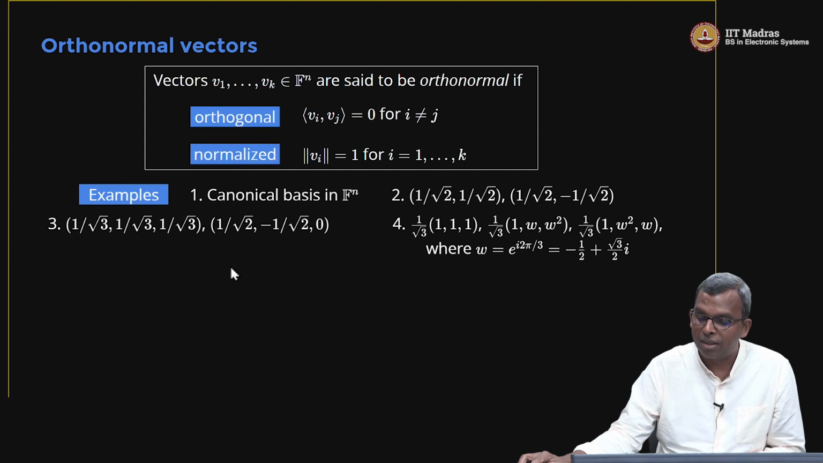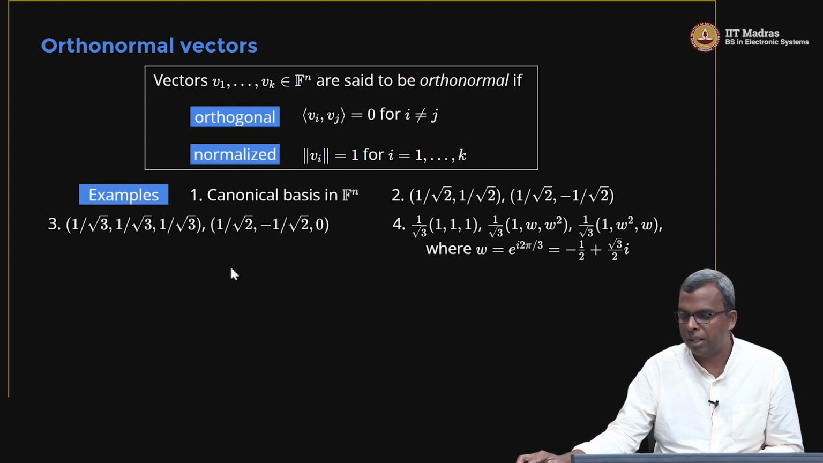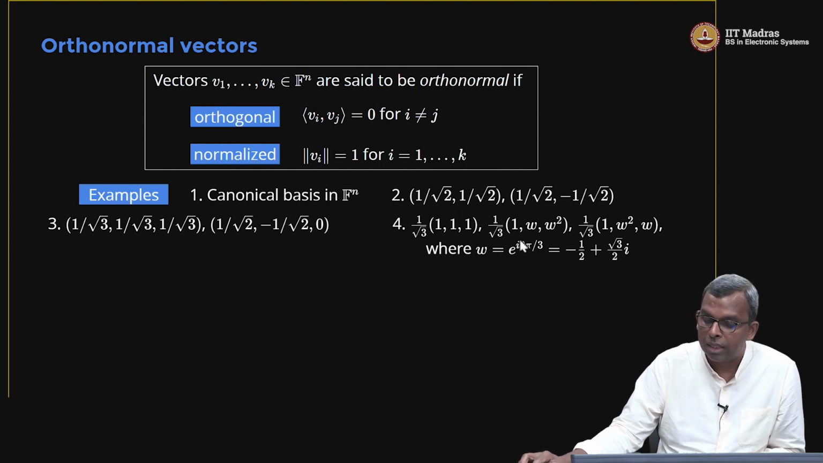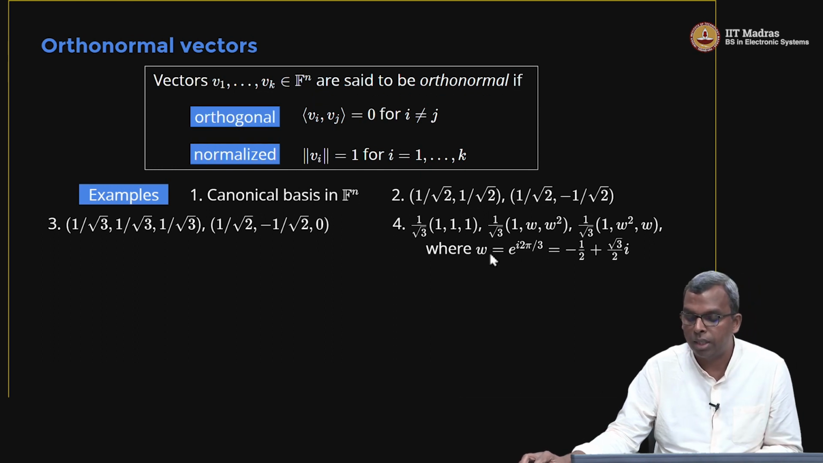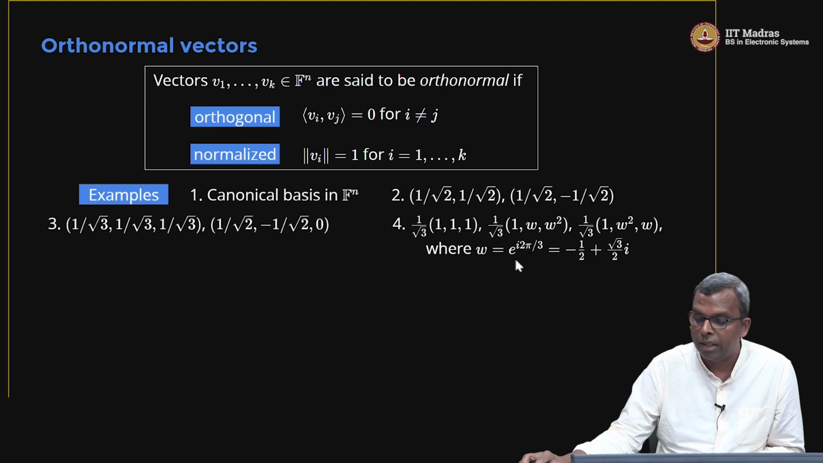Here is a more complicated example. I want to spend a little bit of time on this example. This example involves the cube root of unity. You might remember from your Math 1 in complex numbers, we studied this e power i2pi is nothing but 1, and when you define w as e power i2pi divided by 3, that becomes a cube root of unity. But we also know how to evaluate e power i2pi by 3, right? 2 pi by 3 is actually 120 degrees. It's cos 120 degrees plus i times sine 120 degrees.